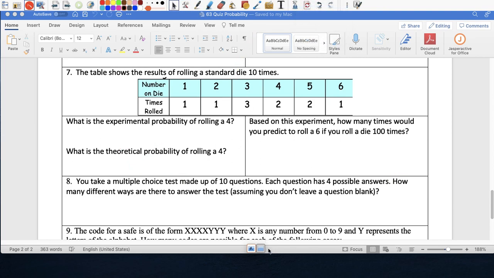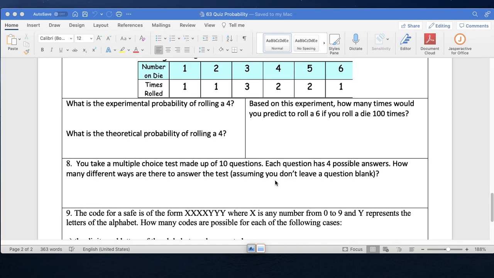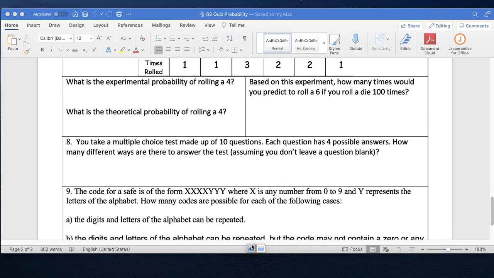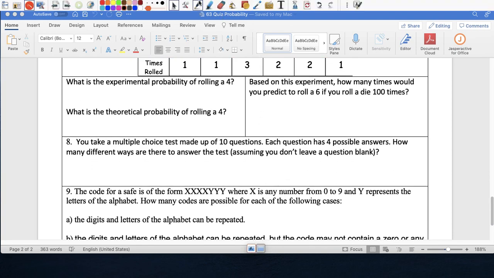Take a multiple choice test made up of 10 questions. Each question has 4 choices. How many different ways are there to answer the test, assuming you don't leave a question blank? Well, there's 10 questions. 1, 2, 3, 4, 5, 6, 7, 8, 9, 10.